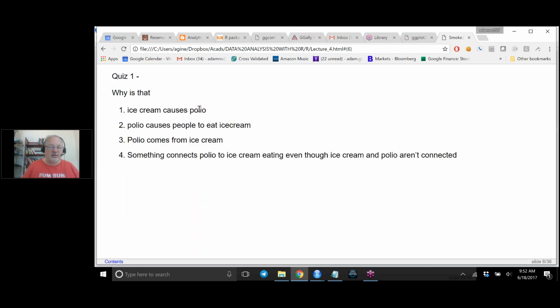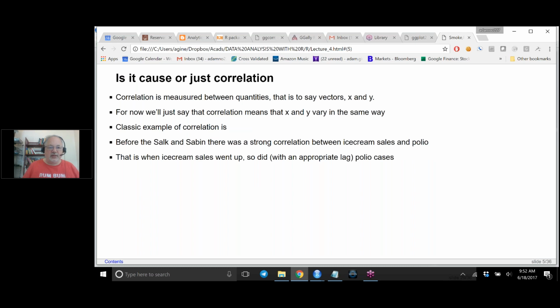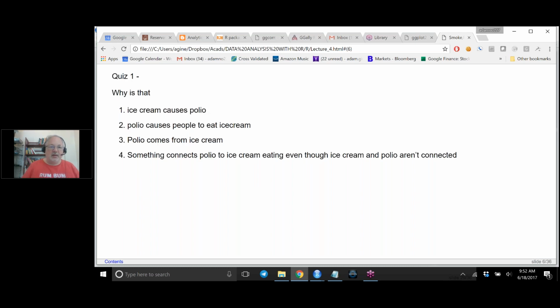So the quiz is, you have this connection between ice cream and polio. And from this, what can you conclude? My four choices are: one, ice cream causes polio. In other words, because you see this connection, whenever ice cream sales go up, so does polio. Two, polio causes people to eat ice cream. Three, polio comes from ice cream. This would show that whatever's causing polio, it's in ice cream. And four, something connects polio to ice cream eating, even though ice cream and polio aren't connected.